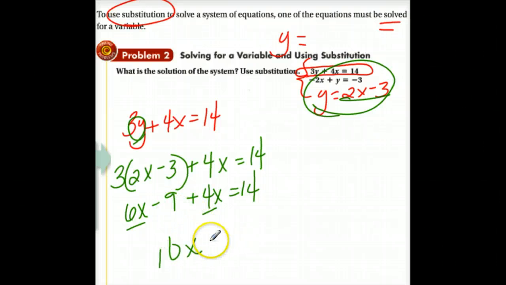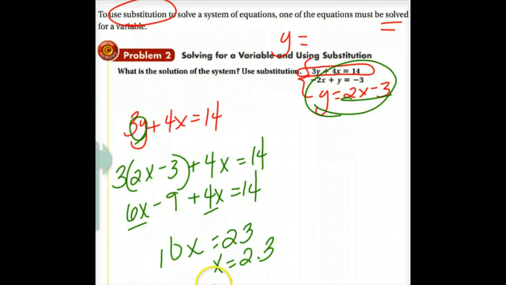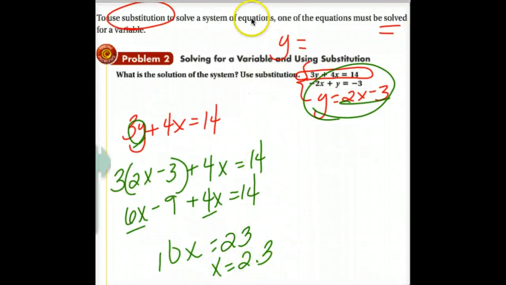Negative 9, if I add it over, 14 plus 9, sorry, just checking my work, is 23. Divide by 10, x is going to equal 2.3. That is the x value of our solution.